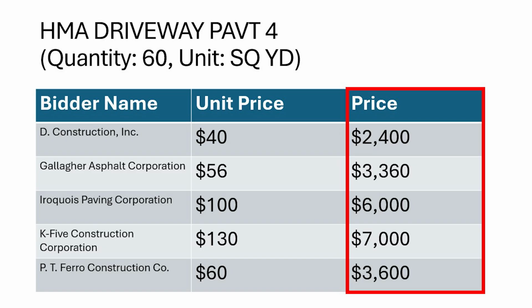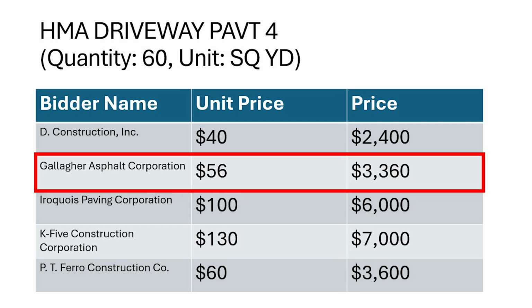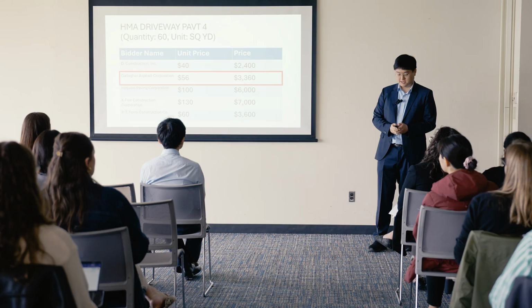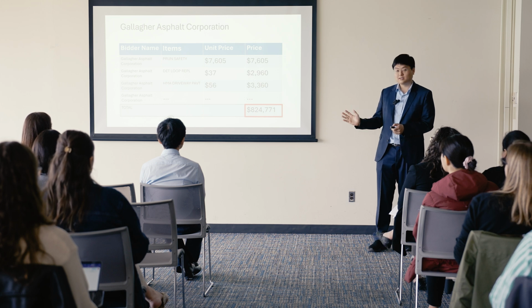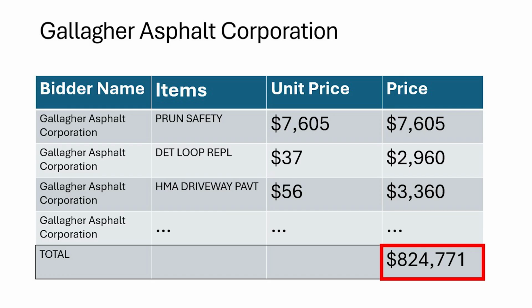It's asking for 60 units of asphalt, and here are the 5 bidding prices. The companies are asked to submit unit prices for asphalt. And how do we get to the price that each company is submitting for asphalt? You simply multiply that 60 units by the unit price, and you get the price. Let's now focus our attention on Gallagher. Gallagher is submitting the price for asphalt, but it's also submitting prices for all the other items as well. So how do we get to the total price that Gallagher is submitting for this contract? You add up those prices for all the items, and that's Gallagher's total bidding price for this contract.